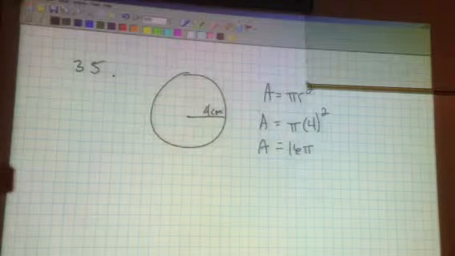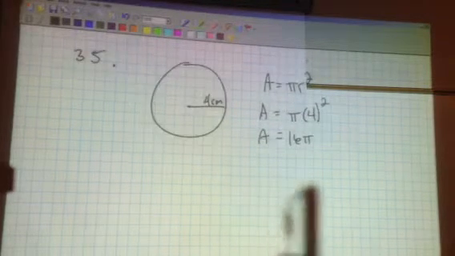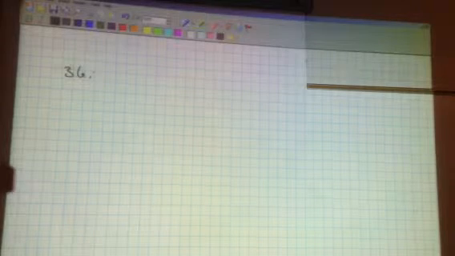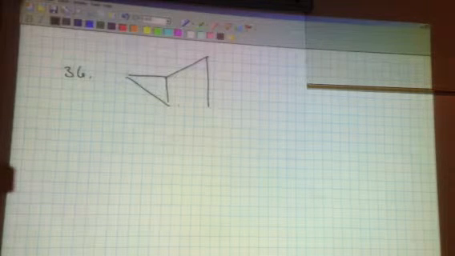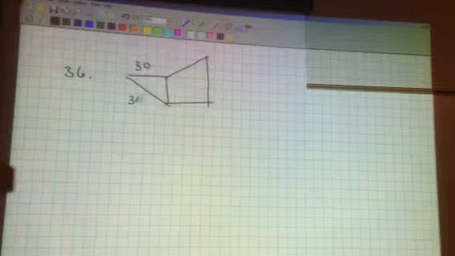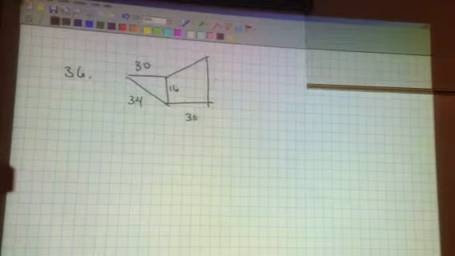Next. 36. So this is a composite figure. So it's made up of two or more shapes. And so we just have to find the area of each one separately. Some of these problems have to be a little creative on how to find the lengths you need, but not this problem. It's pretty straightforward.